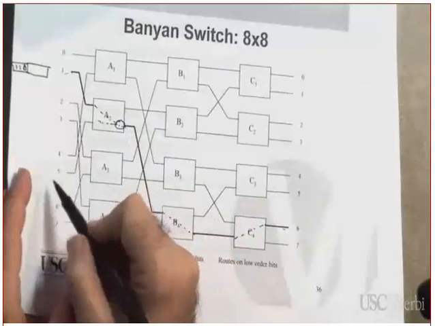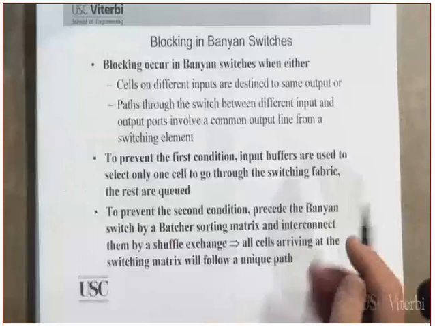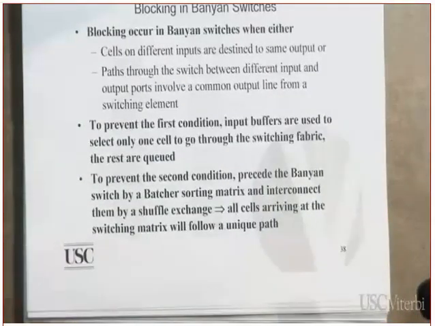Why is there internal blocking inside? How many permutations do we have of n? If we have n objects and I tell you to permute them, in permutation the order is important. How many of them do we have? We have n permutations. N means what?